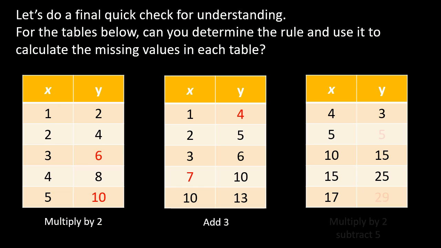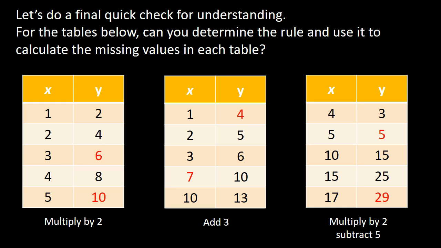The third and final table is pretty tricky. It actually requires two math operations. The rule would be multiply the input by 2 and then subtract 5. So for the input of 5, multiplying it by 2 would give us 10. Subtracting 5 would give us a final output of 5.